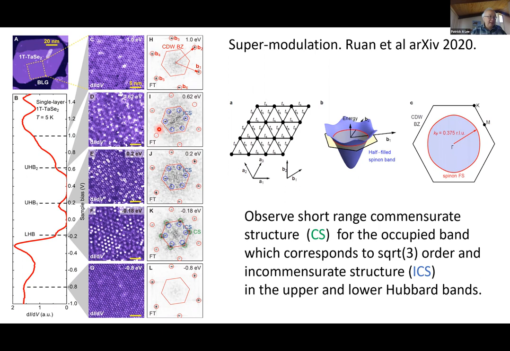They see this as a function of energy, because in STM you can pick out the energy. They see the same thing at the lower Hubbard band energy, minus 0.2, the upper Hubbard band, and both of them at 0.2 and 0.6. They don't see this when they go to very high energy. There's no modulation. So these modulations are associated with these low energy pieces which are on the surface.